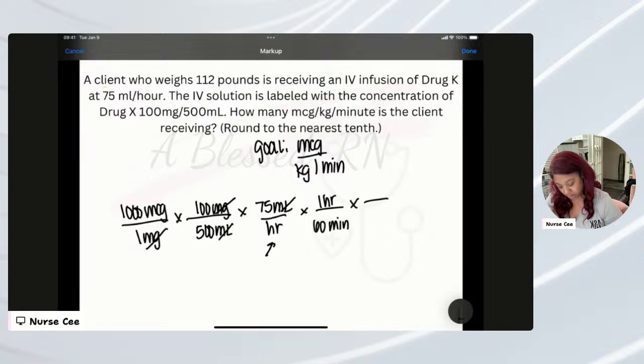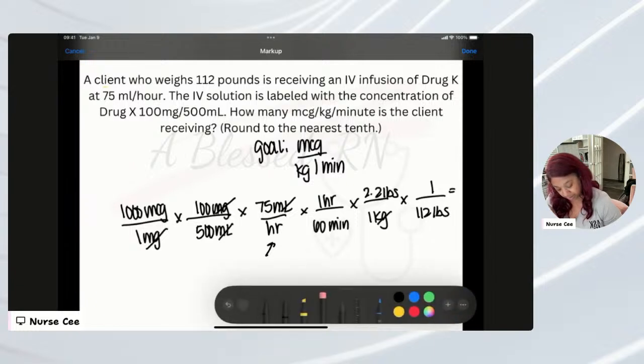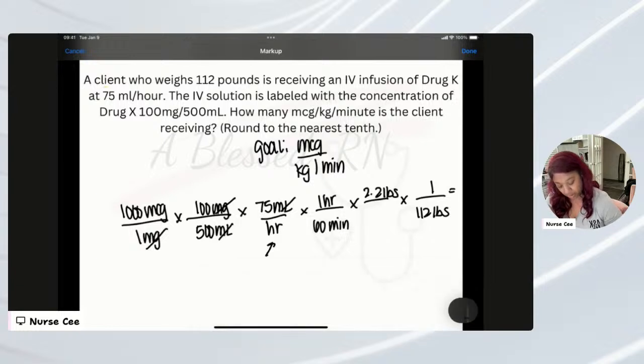And then that 2.2 pounds is 1 kg. And then your weight was 112 pounds over 1. So everything, sorry, didn't mean to cross the kgs out. I'm so used to crossing them out. They're supposed to stay. That was supposed to be crossed out. So it's just looking and paying attention to your units and knowing your conversions.